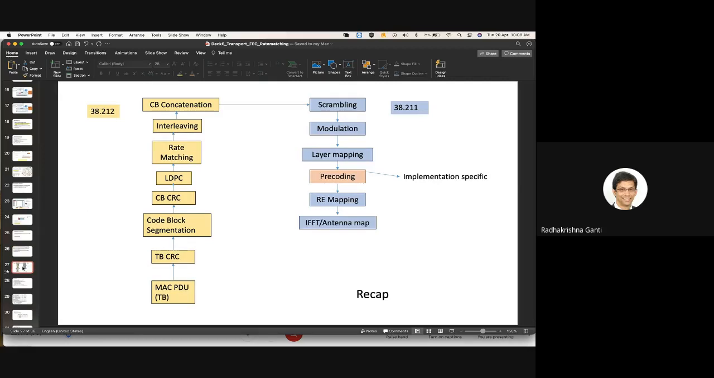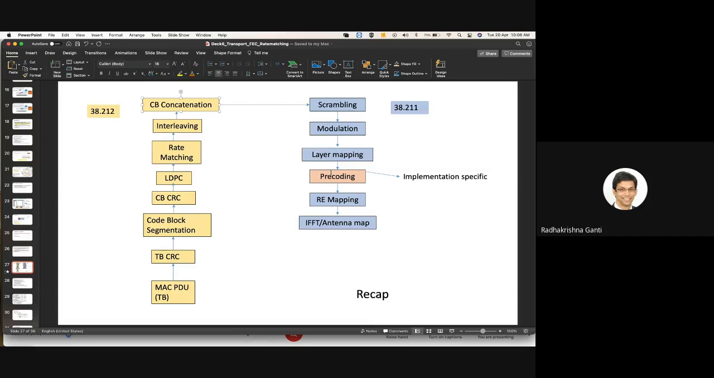Okay. So what did we do till now? Till now we had MAC TB, MAC PDU. We did TB CRC, then we did code block segmentation, CB CRC, followed by LDPC encoding, rate matching, interleaving, and finally concatenation. So now all the bits are prepared. This is when we do modulation and scrambling. So now we look at these blue blocks. Any questions till now?